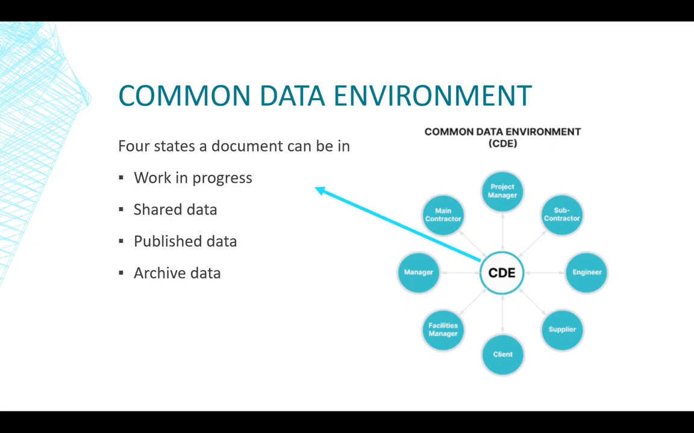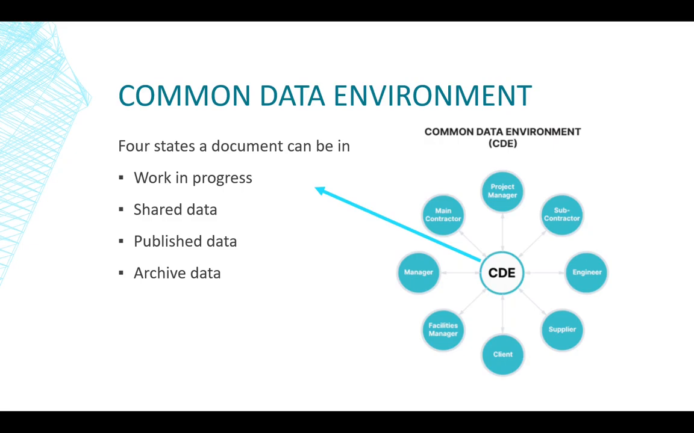So the 4 states that a document can be in are work in progress, shared state, published state, and archive state. So the work in progress state is self-explanatory. The work in progress state is used for information while it's being developed by its originator or task team. A container file in this state should not be visible or accessible to any team apart from its originator. The next one would be the shared state.